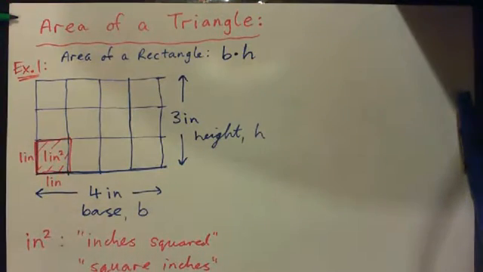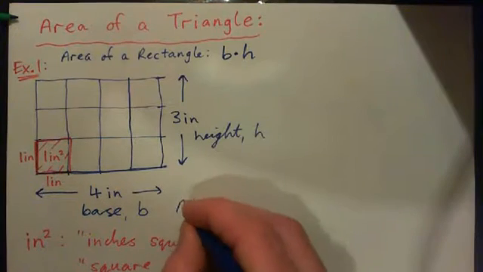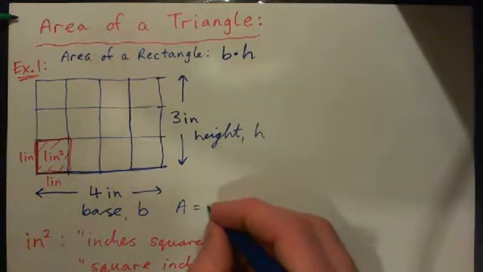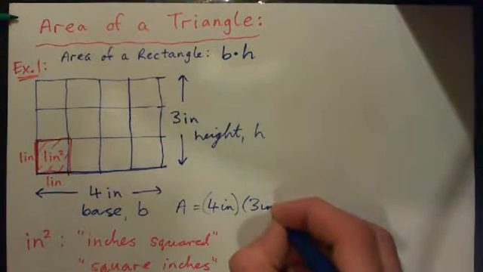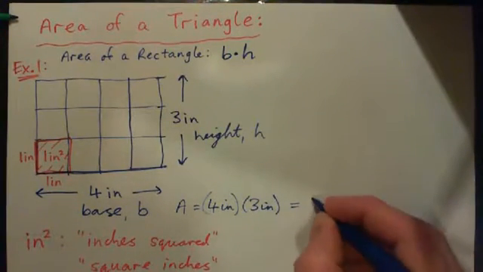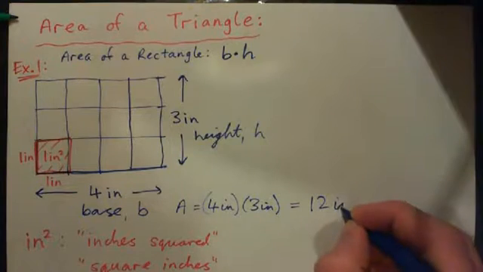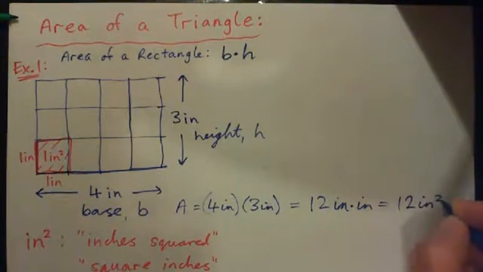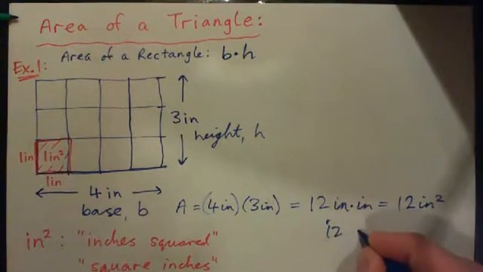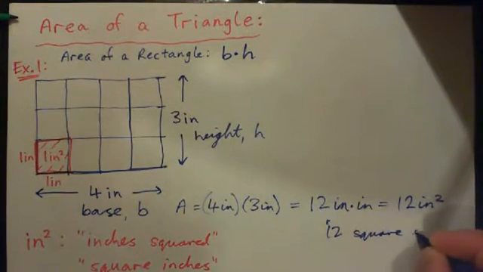Okay. Now, anyway, I guess I'll write that somewhere. Area of the rectangle is 4 inches times 3 inches, which 4 times 3 is 12, and then I have inch times inch, and that gives me 12 inches squared, or 12 square inches. Okay, so that's the area of a rectangle.